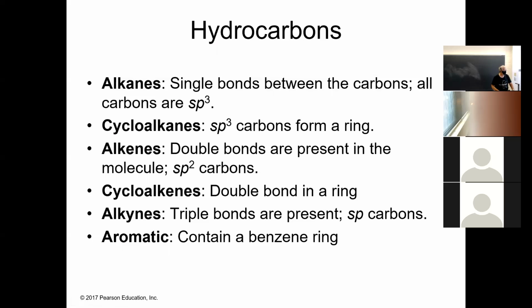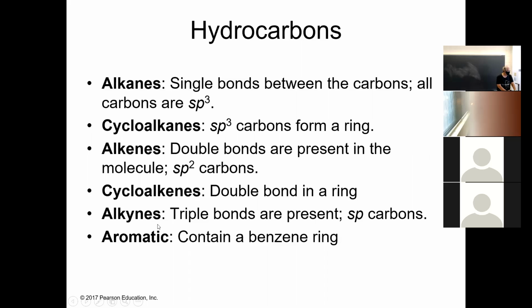Alkenes are hydrocarbons that have one or more carbon-to-carbon double bonds. And those double bonds will consist of two sp2 or trigonal planar carbons. Okay, you also have cycloalkenes, where we have a double bond as part of the ring.